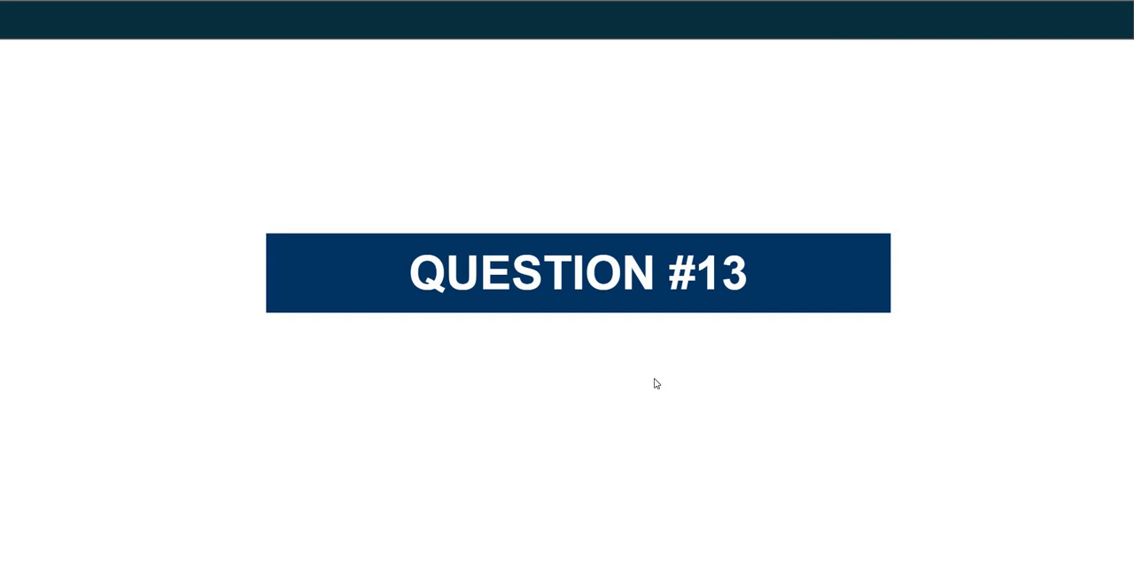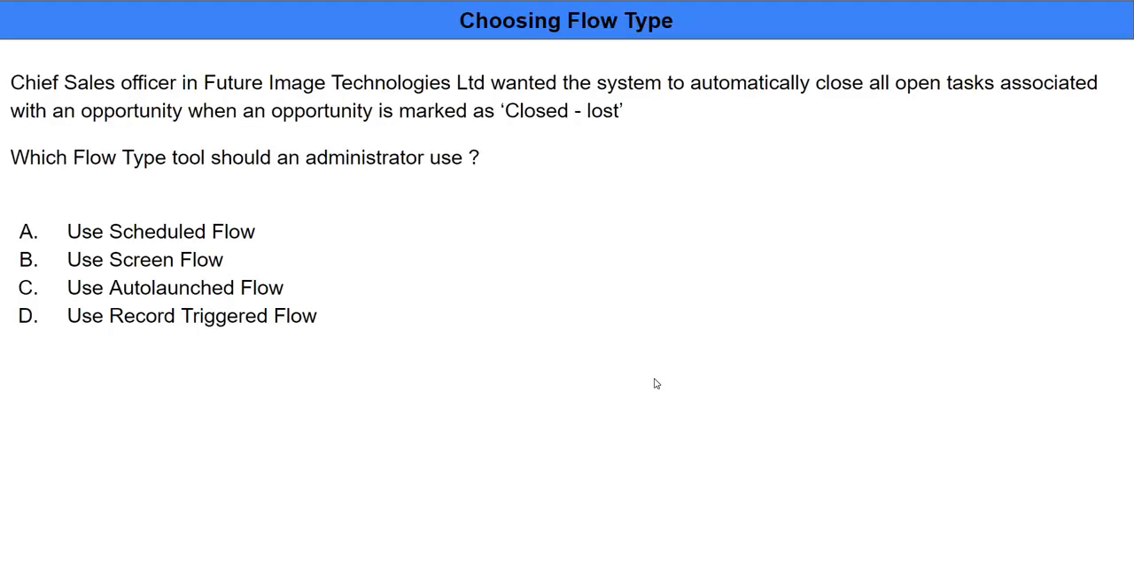Question number 13. Choosing flow type. The Chief Sales Officer in Future Image Technologies Limited wanted the system to automatically close all open tasks associated with an opportunity when an opportunity is marked as closed lost. Which flow type should an administrator use? So we have four options: scheduled flow, screen flow, auto launch flow, and record triggered flow.